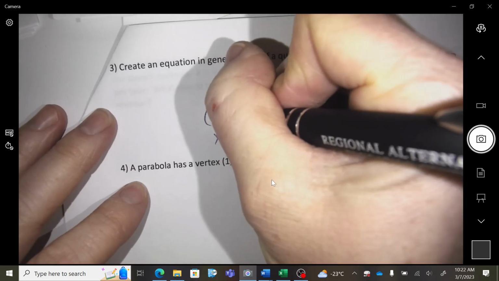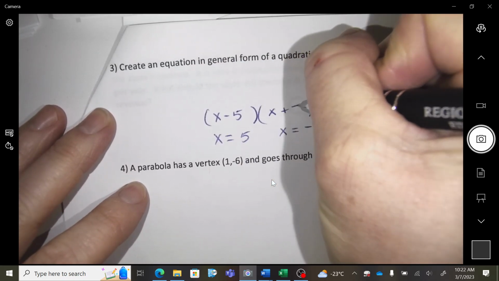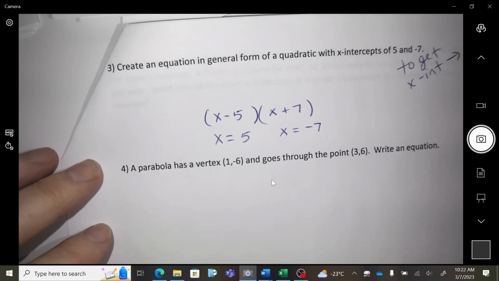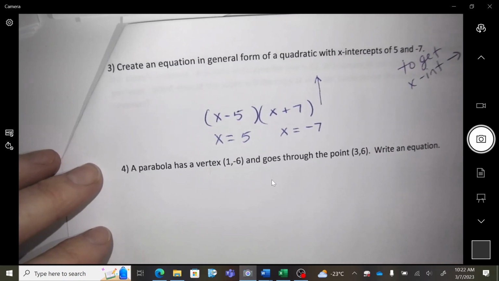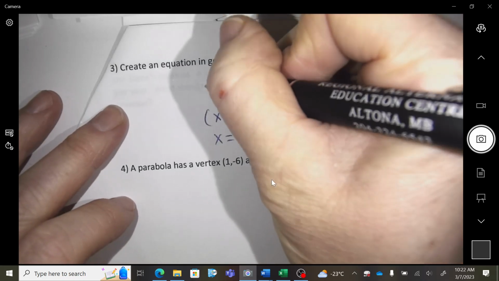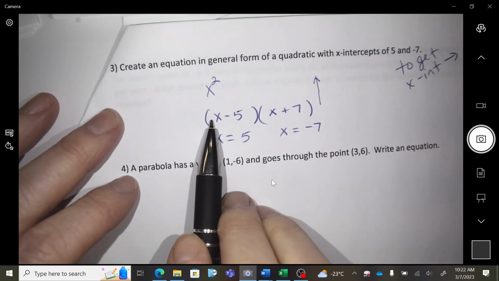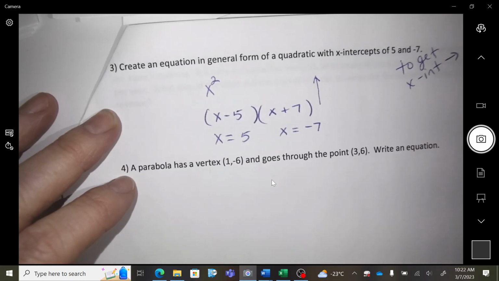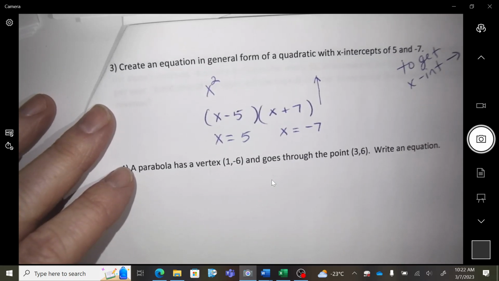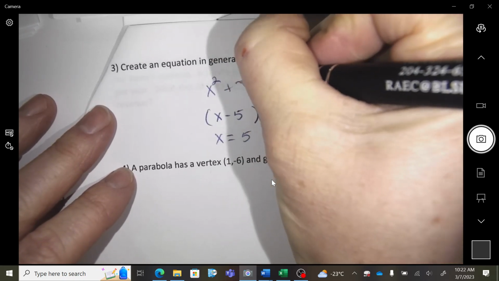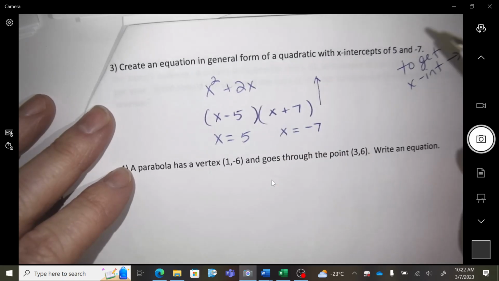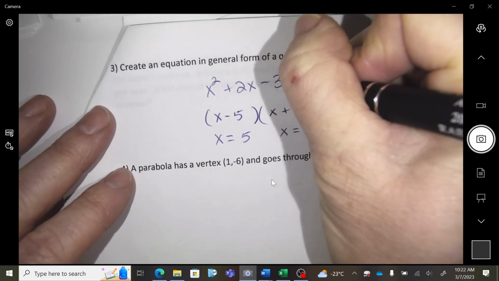So if that's what we're doing, can you tell me what kind of brackets I had as my factors? X minus, y minus 7. So opposite. Then what could I do to keep going up the page to the original? X squared. If these were simple trinomials, what plus 2x? The numbers would add to that and -35.